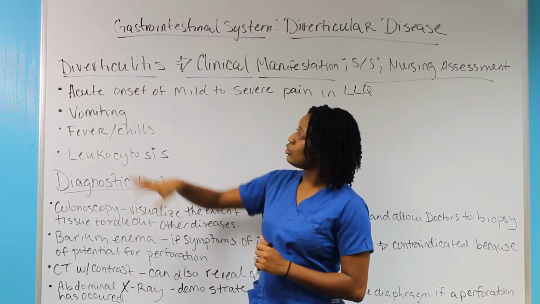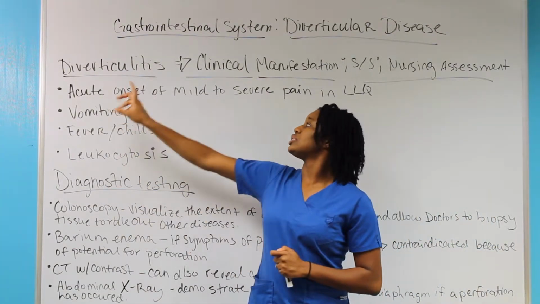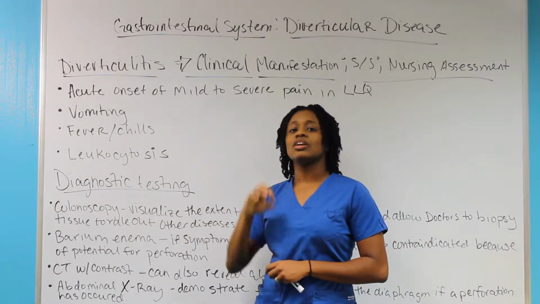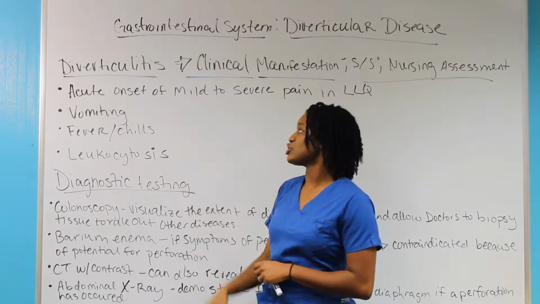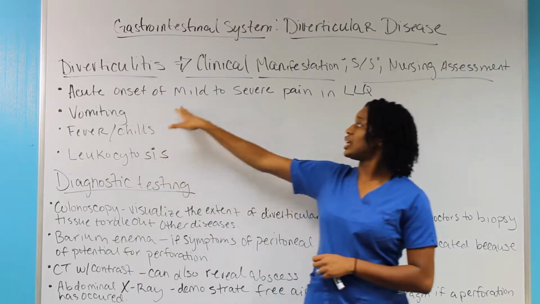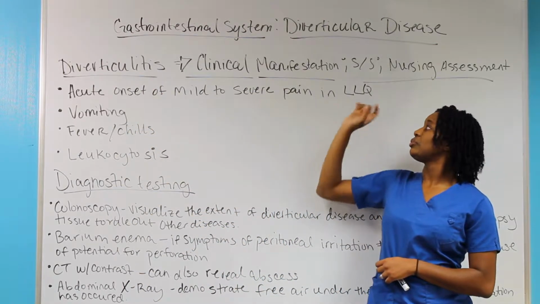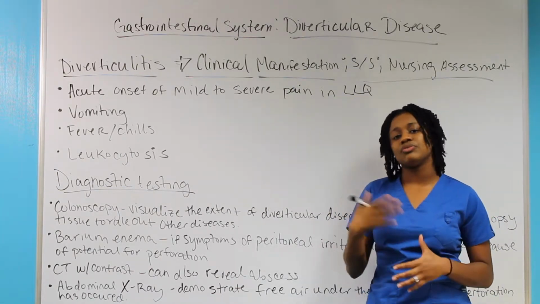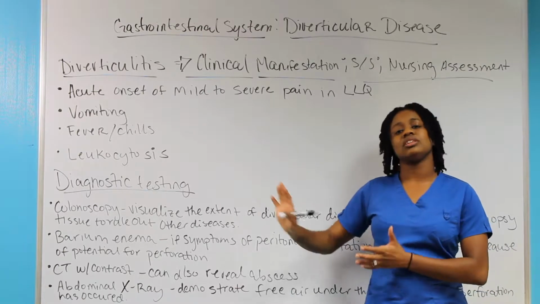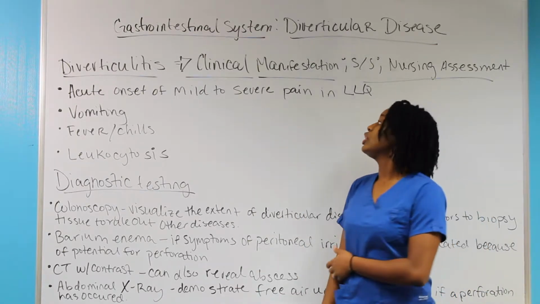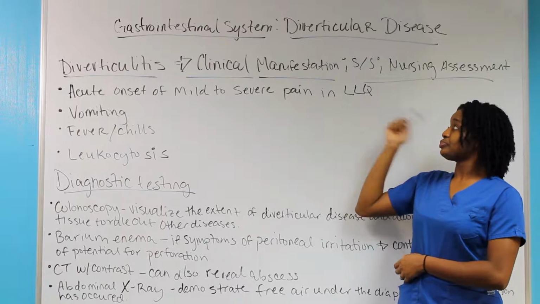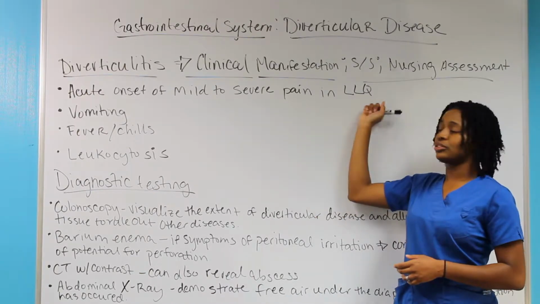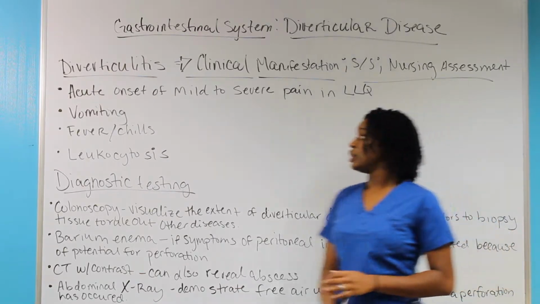So what we have here is with diverticulitis, right? You know for a fact the inflammation is there. You have the constant inflammation. So you have an acute onset of mild to severe pain in the left lower quad. Now again, of course, if we're dealing with Asian descent, it will be the right lower quad. But here it is mainly going to be seen in your left lower quad. Okay, so LLQ stands for left lower quad.